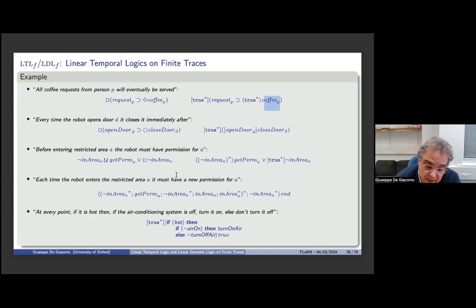And similarly, you can say a lot of properties. There are also properties that are really very strange to say in linear temporal logic that are easy to express in dynamic logic. For example, look at this. It is always the case that if now is at, then if the air conditioning is not on, then you turn on the air conditioning. Otherwise, the air conditioning is kept off.